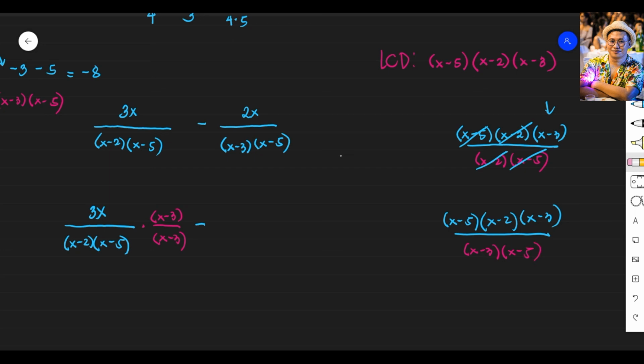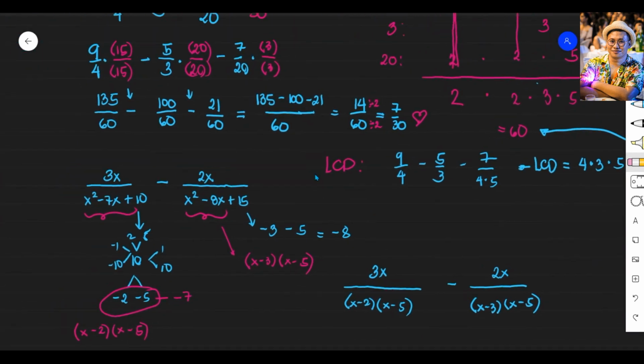Kinsa may makancel. X minus 5 and x minus 3. What is left is x minus 2. The result of that, which is x minus 2, you multiply it to the numerator and the denominator of the second term. So, may tabuan ni guys would be like this. 2x over x minus 3 times x minus 5 times the result after the division, which is this one here, x minus 2 over x minus 2. And then ato lang siyang ipang-simplify.